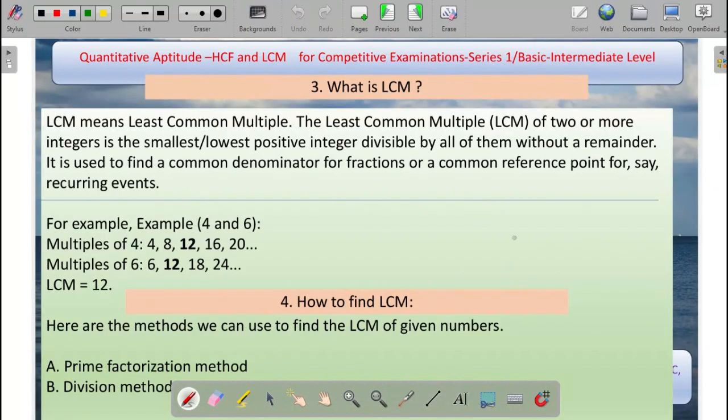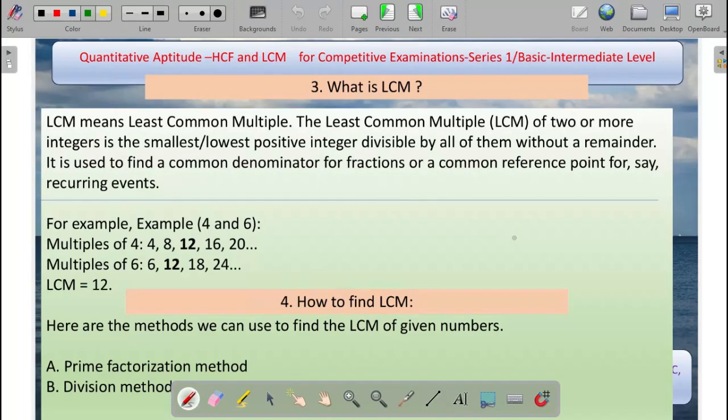Now we will discuss LCM. What is LCM? LCM means least common multiple. It is the smallest or lowest positive integer divisible by all of them without a remainder. Generally, it is used to find a common denominator for fractions or a common reference point for, say, recurring events.